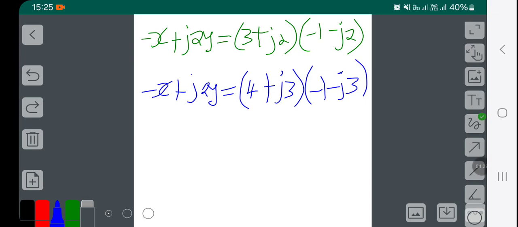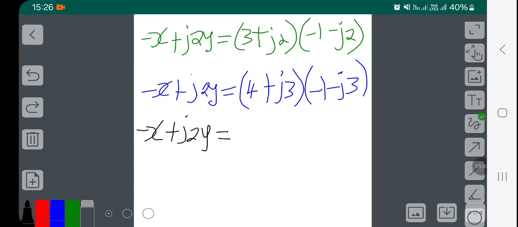So we need to focus on our right hand side. If you check your right hand side, we're having 2 brackets multiplying each other. So first of all, let's expand our right hand side. Our left hand side is fine, let's just leave it like that. It's minus x plus j2y, then equal to, let's expand. I hope guys know how to expand. I'm just going to use this simple method, but there's another shorter way to do it.